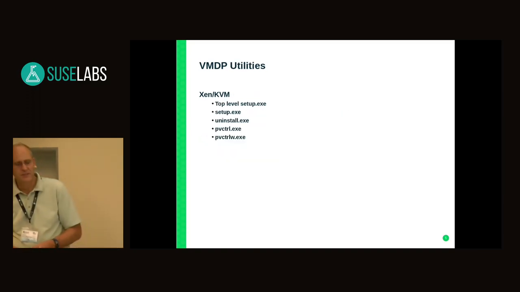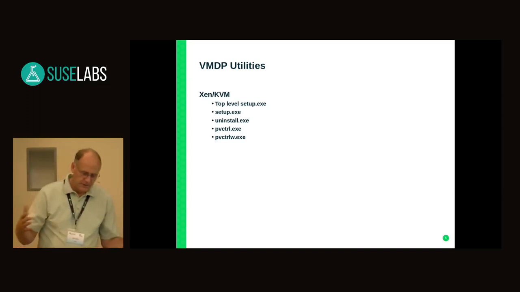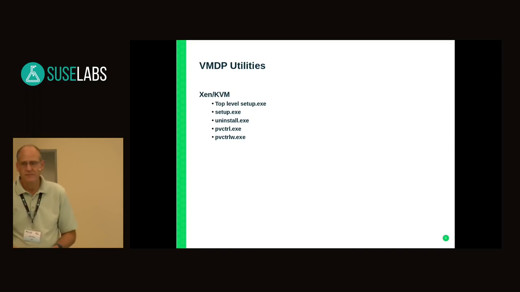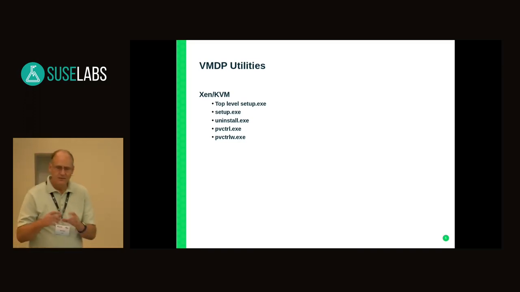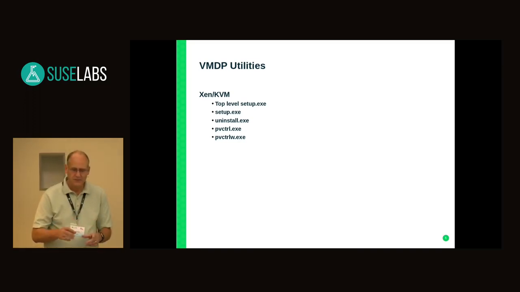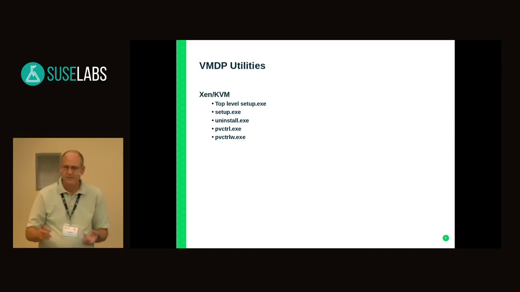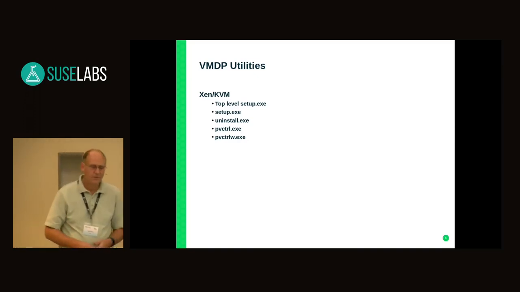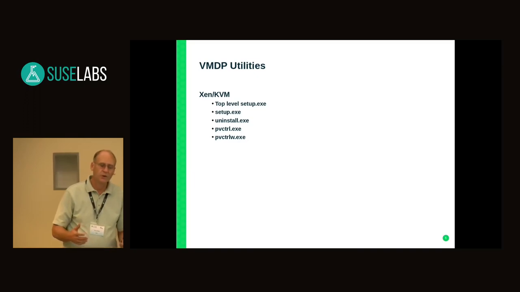Then we have our utilities, part of the VMDP package. We have the top-level setup. That basically is just a little thing that, when you run setup, determines if you're on a 32-bit or 64-bit host, and then spawns off the appropriate setup that does all the work.